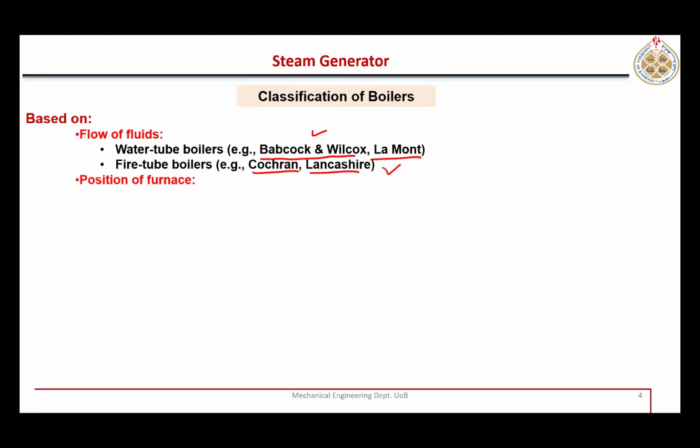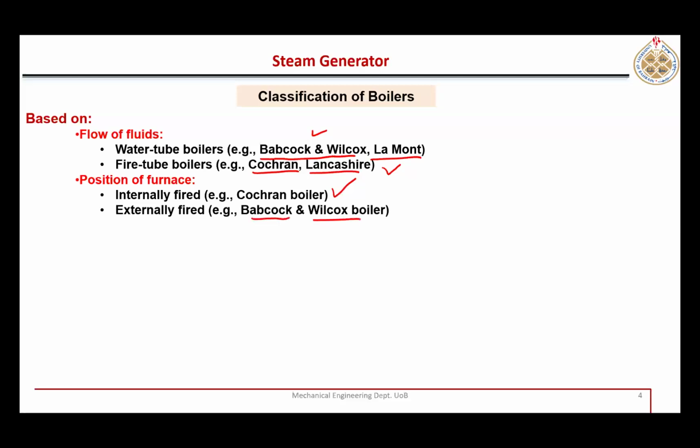Then depending upon the position of the furnace, it could be just like internal combustion engine or external combustion engine. So here we can also classify boilers on the basis of position of the furnace. It could be internally fired, for example, this Cochrane boiler, or it could be externally fired like the Babcock and Wilcox boiler. So we'll see their schematics in a short while.